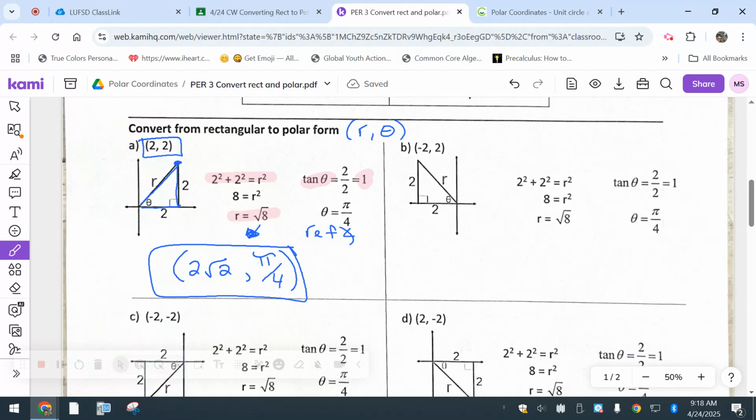Okay, yes? Would you take points off if it's not simplified? It would depend on the directions, but for the most part, I do want you to simplify it.